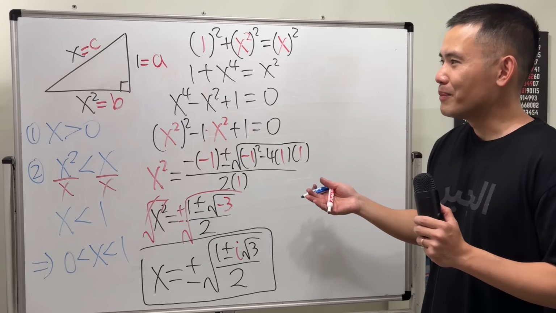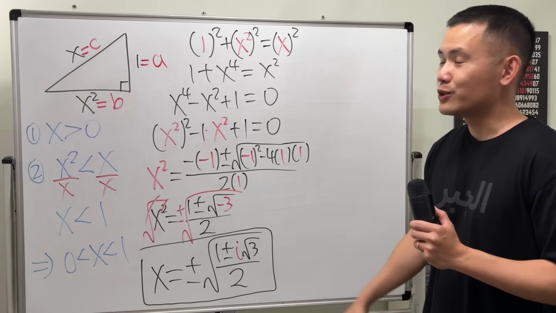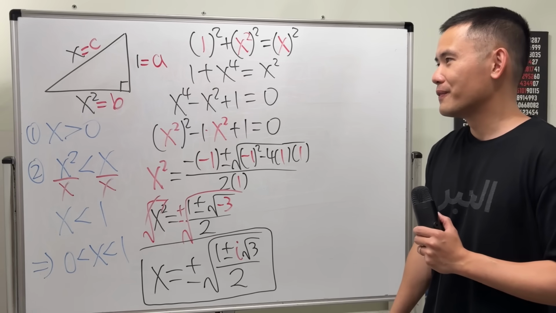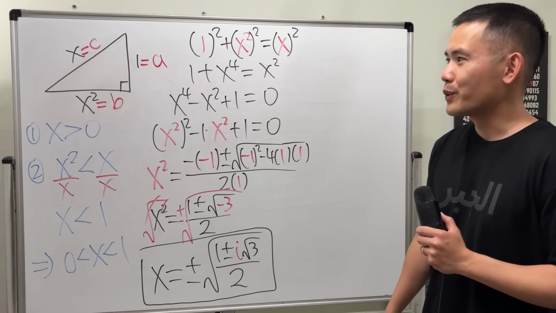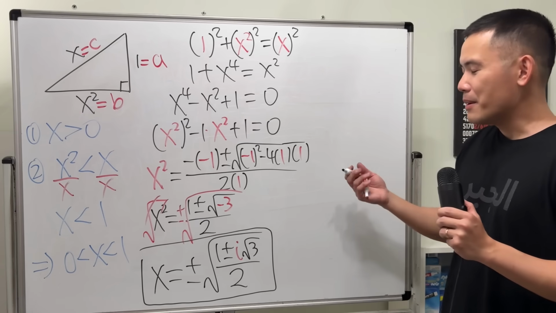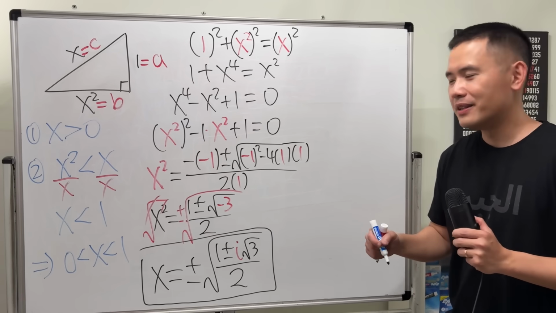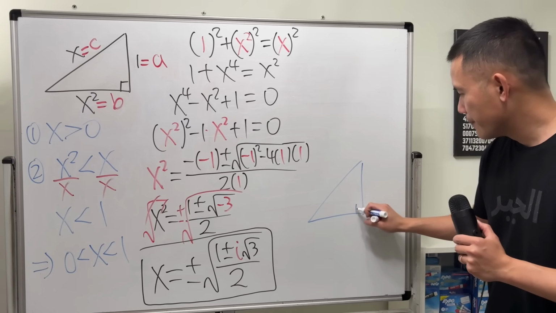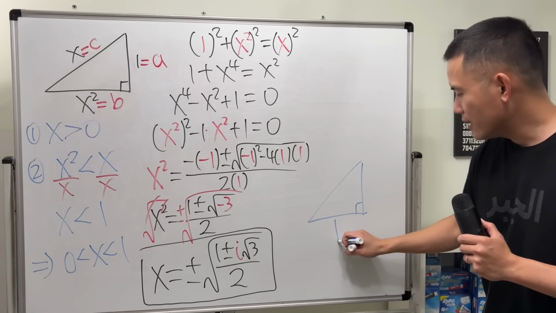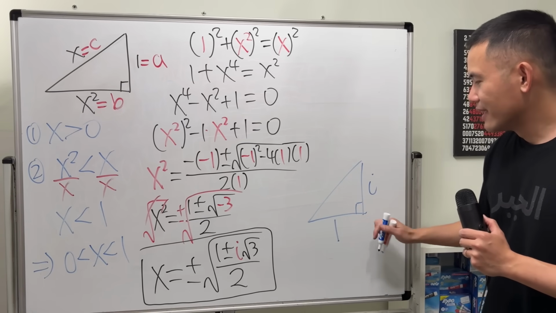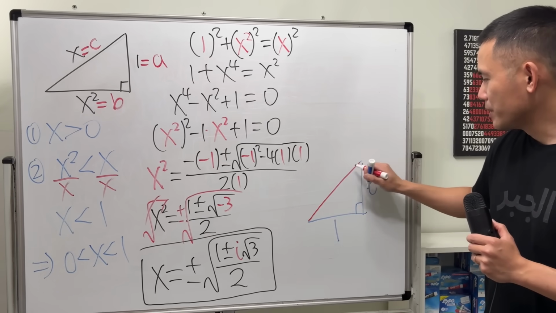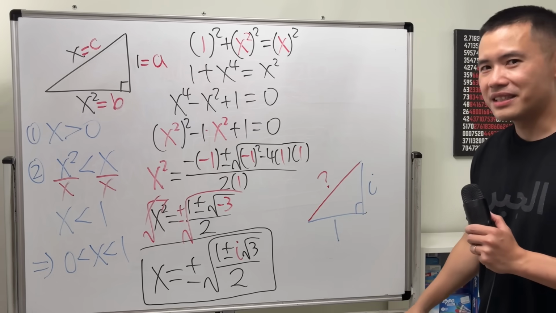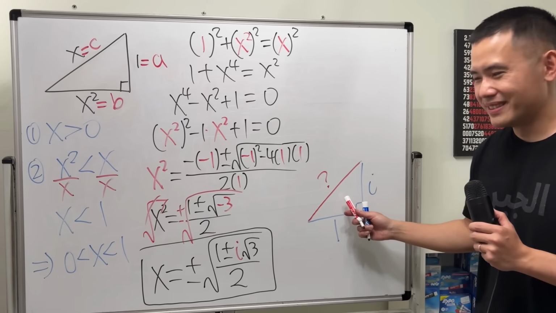If you allow complex numbers on the side of a right triangle, you can do a lot of fun stuff, like crazy things. One thing I believe many of you guys have seen on the internet before: if you have a triangle like this, let's say this side is 1, this side is i, then let me ask you, what will be the hypotenuse? You guys can leave an answer down below and let me know. That's it.